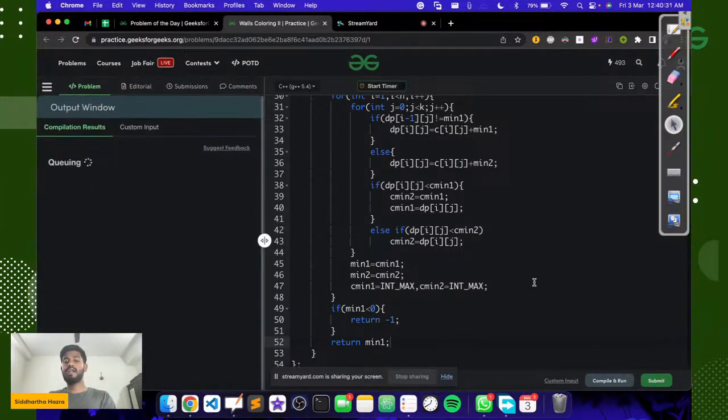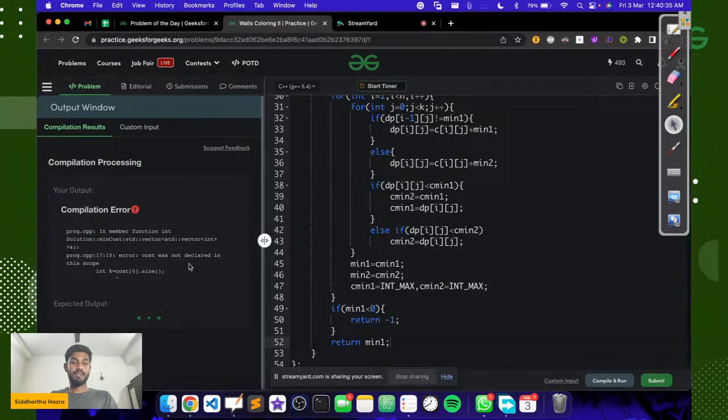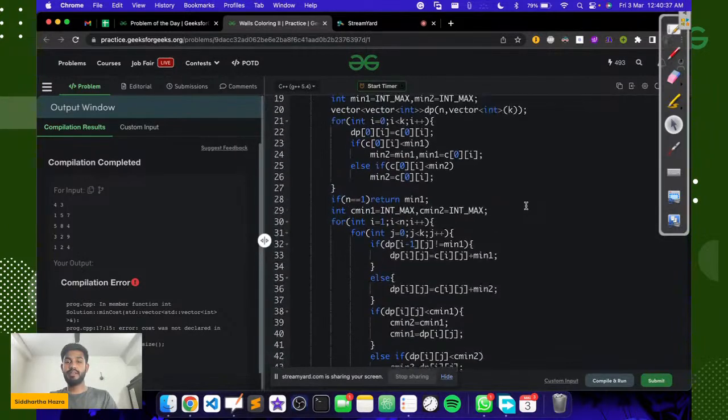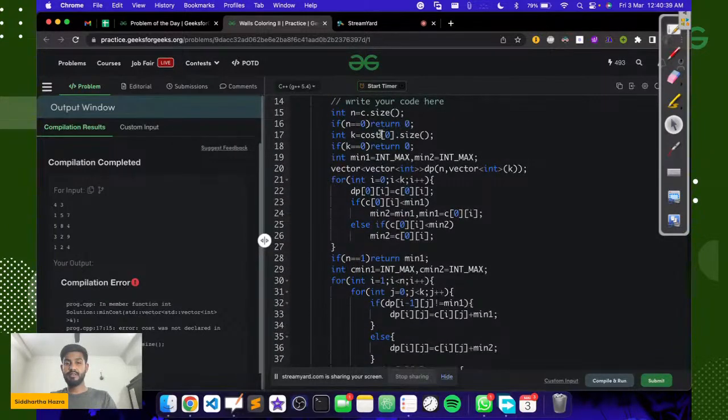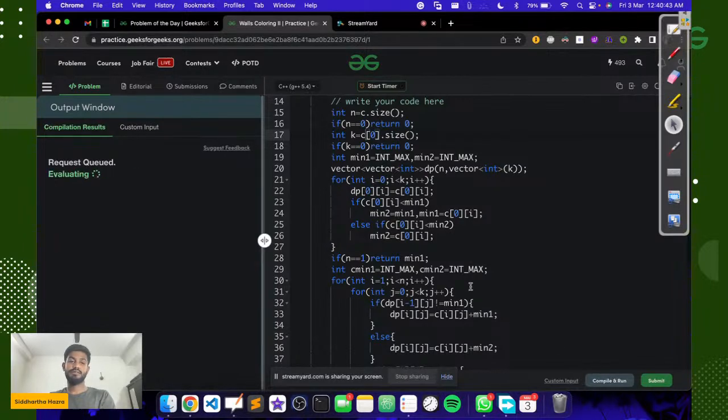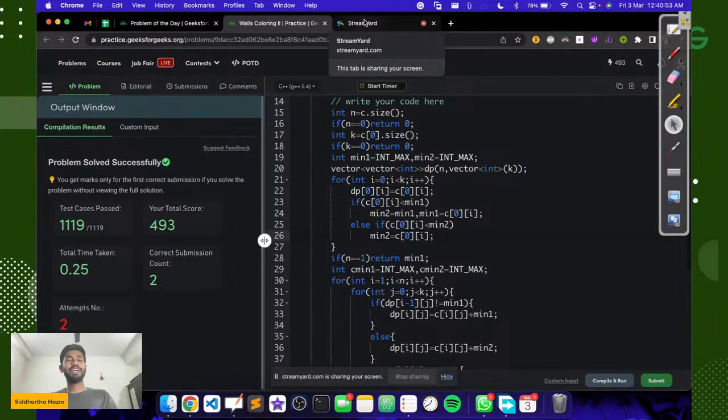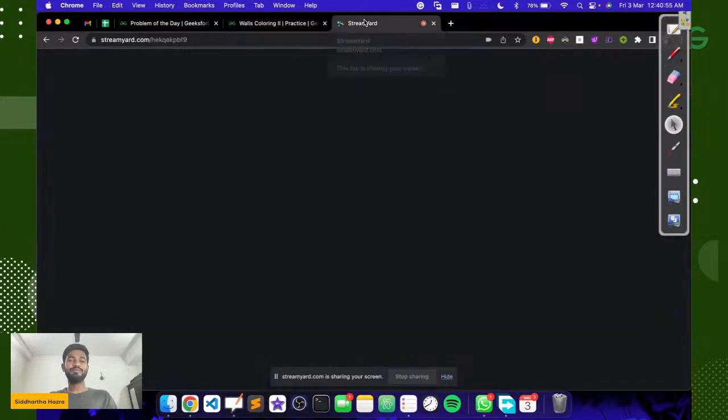So let us just compile and run and see how many errors we are making. Okay, fair enough, we made the very first error. We are getting the correct output for the sample test case. Fair enough, we got an AC.